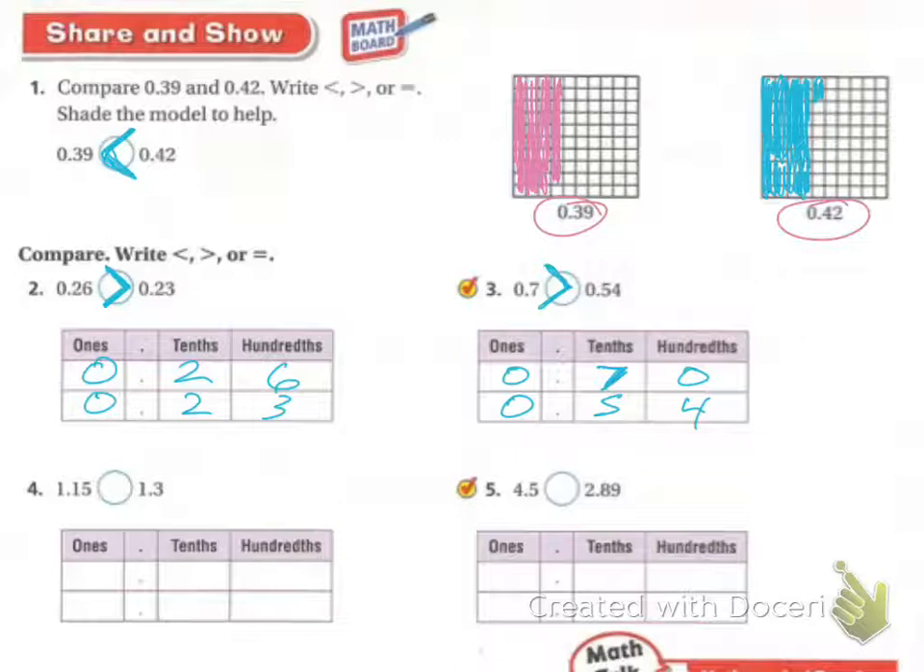And let me do a little extra problem here just to make sure we understand this. So let's say I have 0.3, 3 tenths. And we have 0.29. Okay. Now sometimes you may get confused and go, oh, 29 is bigger than 3. Well, but that's not exactly what these numbers are. See, really this is 30 hundredths and this is 29 hundredths.